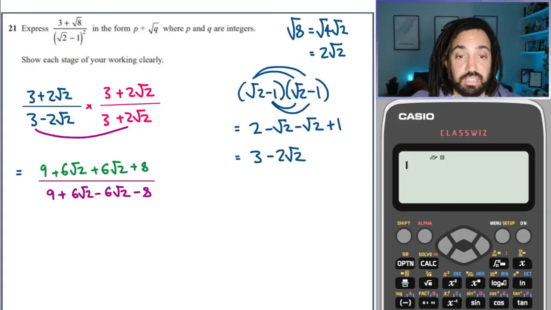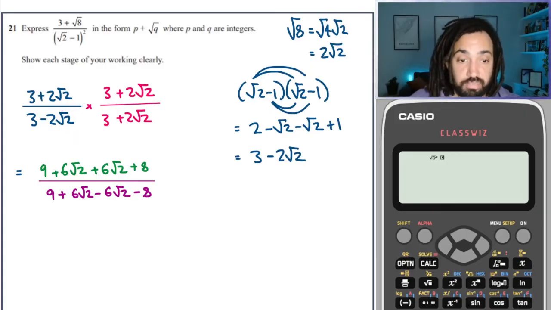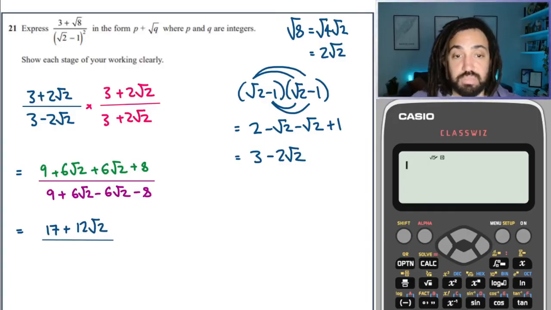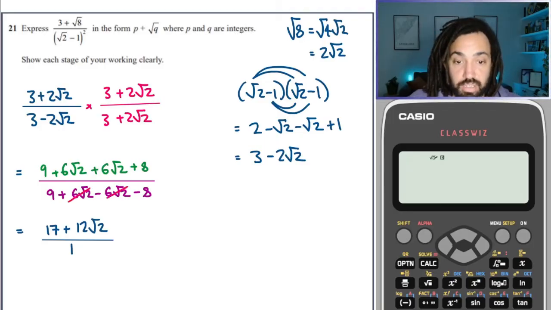Okay, let's simplify now. So on the top line we have 17, and then the surds part there are 12 root 2's. And on the bottom we have 8 minus 9 is 1. Sorry, 9 minus 8 is 1. And the surds will cancel out because one's positive, one's negative. Okay, so we're nearly there. We've got 17 plus 12 root 2.